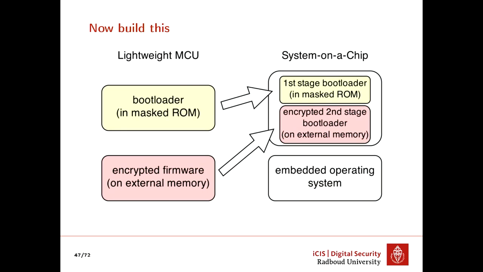You have the bootloader in the mask ROM. This is the first stage bootloader. It challenges the PUF and decrypts the second stage bootloader, which comes from external memory, and then you boot the embedded operating system. So this should look familiar to a lot of you, because this is basically also how device attestation on x86 works if you're using trusted platform modules.